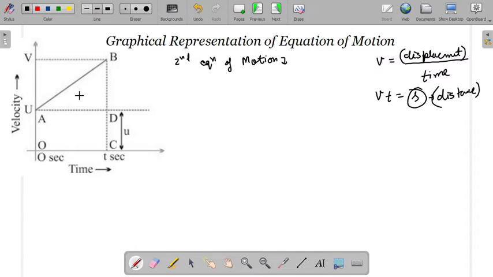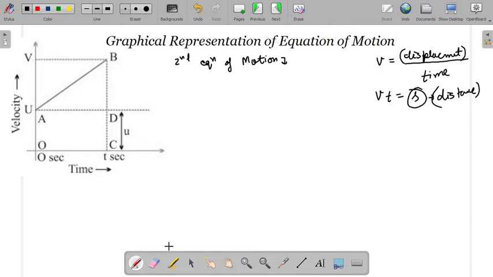As we see, the y-axis is representing the velocity and the x-axis is representing the time. So if we take time as the length and velocity as the breadth or width, then length into width will give you the area, and that area will give you the distance. This is our principle, the idea on which we are going to solve this equation.